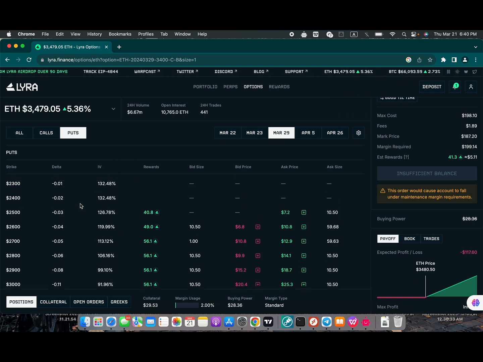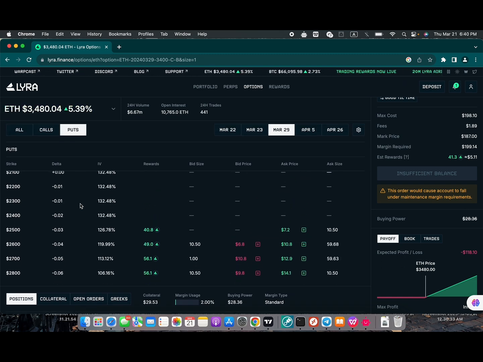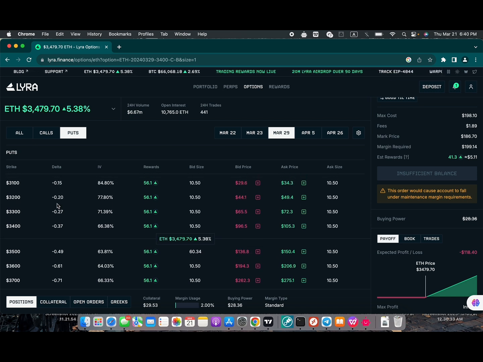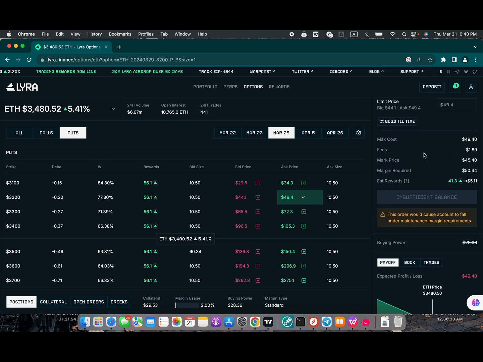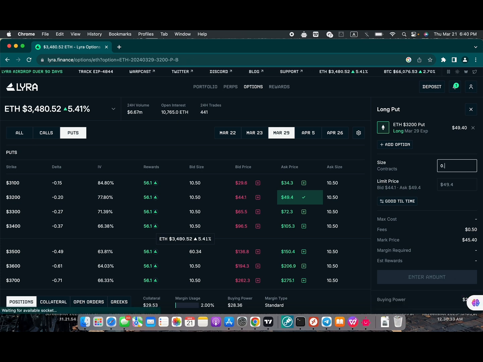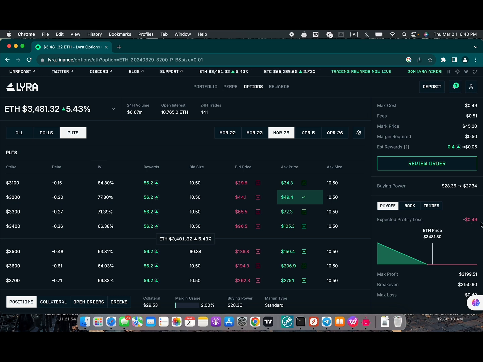All right, so puts. We want to see it below a particular price, below 3,200. So we want to buy this put option. If we buy this put option at 0.01, you see that our loss is very small.